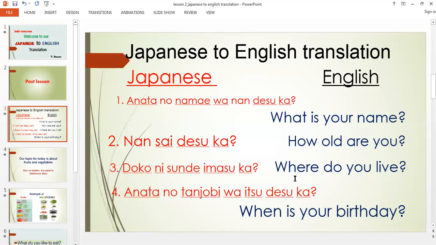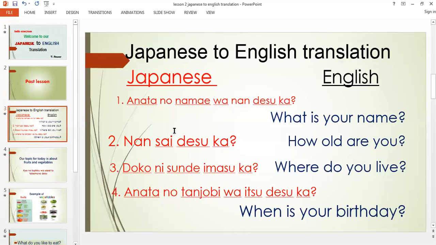Where do you live? You can say I live in Japan or I live in Thailand. But if you want to be exact, the place where you live, you can say I live in, for example, number 1567, Soyomato, Bangkok, Thailand. Simple as that. And in number four, when is your birthday? You have to say your birthday here, the date and the month of your birthday. Okay? These are just simple questions in Japanese and in English.